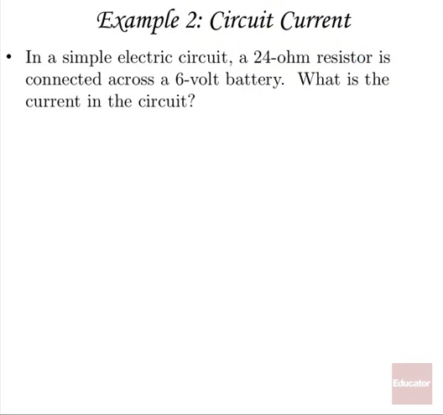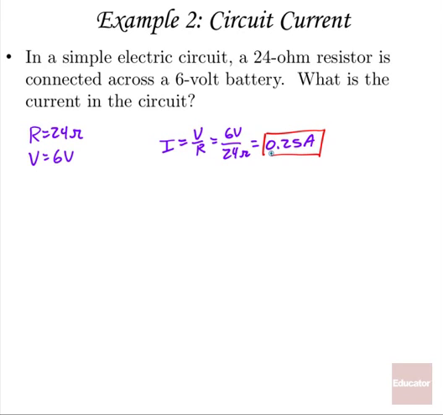Let's take a look here at circuit current. In a simple electric circuit, a 24 ohm resistor, so now R equals 24 ohms, is connected across a 6 volt battery. V equals 6 volts. What is the current? I'll use another version of Ohm's law. I equals V over R, which is 6 volts over 24 ohms, or 0.25 amps, or 250 milliamps.